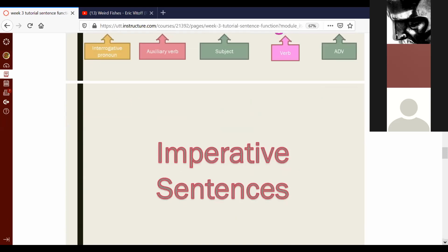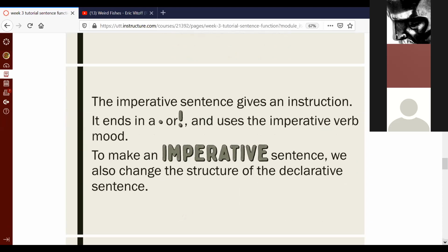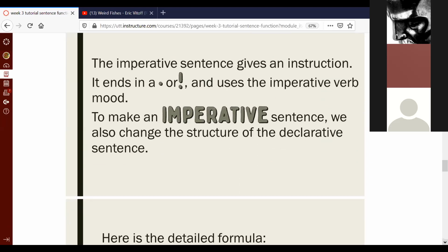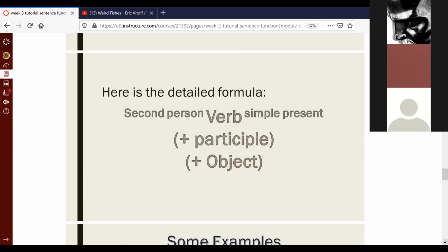Imperative sentences are how we give commands. They either end in a full stop or an exclamation point, depending on how urgent your imperative sentence is. We also change the structure of a declarative sentence to make an imperative sentence. So the formula goes: second person verb, simple present tense, plus a participle, plus an object.